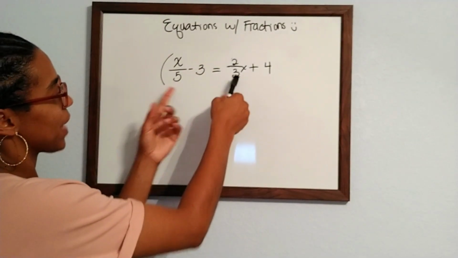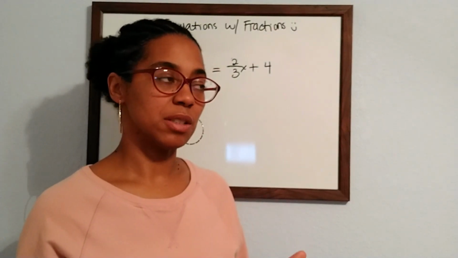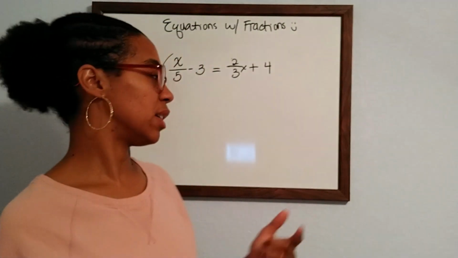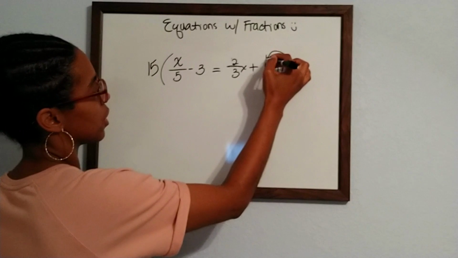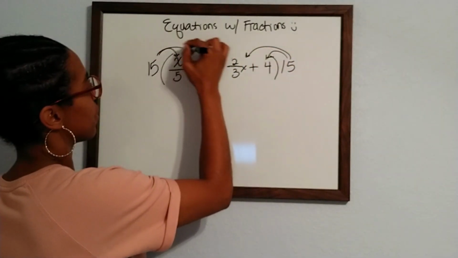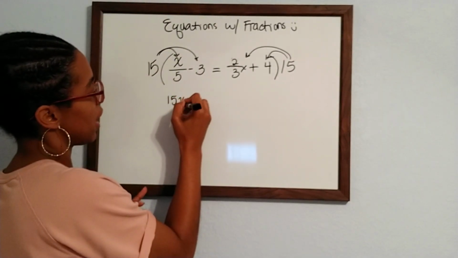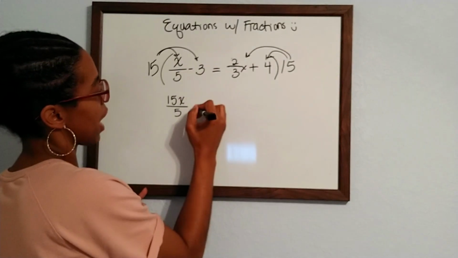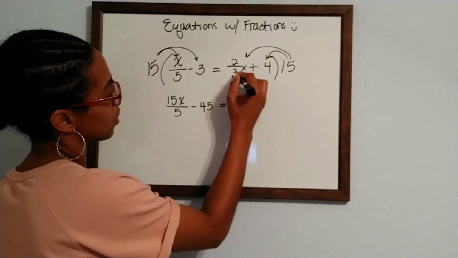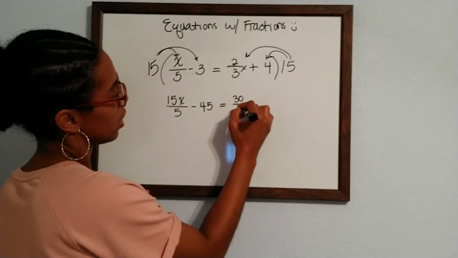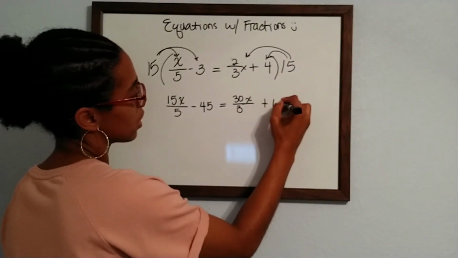I'm looking at this denominator. I need a number that can be divided by 5 that can also be divided by 3. What number is that? 15. So I'm going to take the number 15 and use that as the factor in my distributive property. I'm multiplying everything times 15, okay? So 15 times x over 5 will be 15x over 5, 15 times 3 is going to be 45, equals 2x times 15, which is 30x over 3. Don't forget the x. And then 15 times 4, which is plus 60.